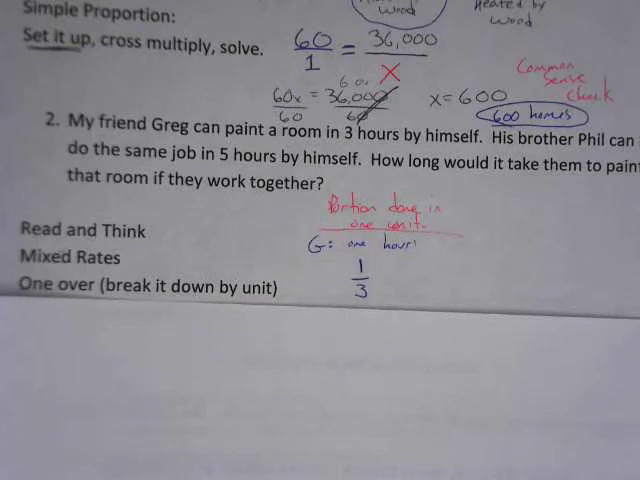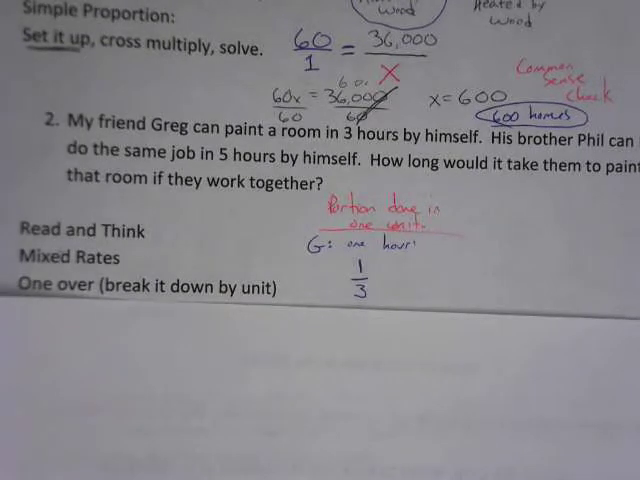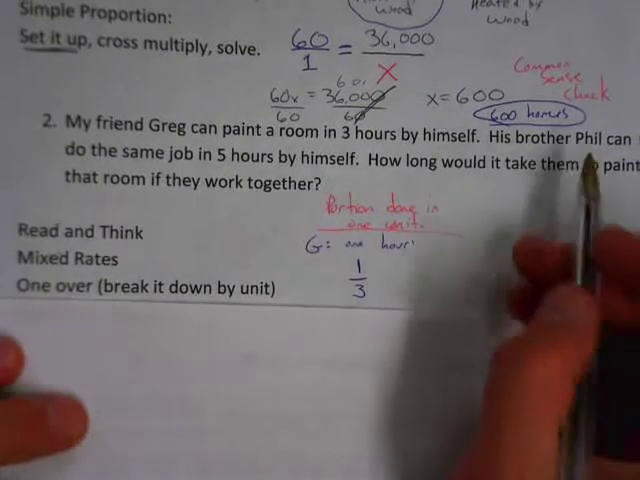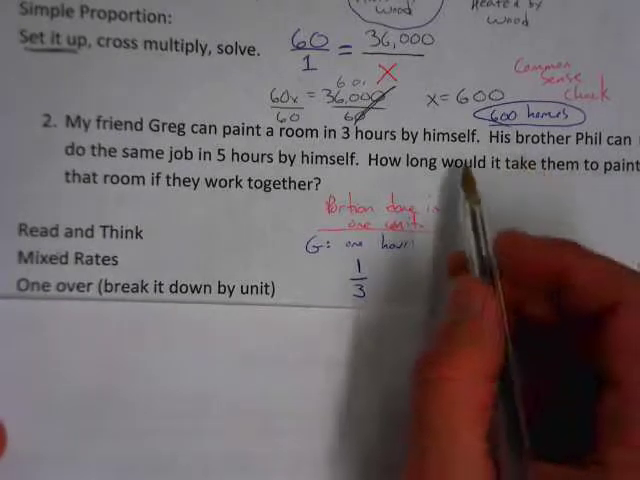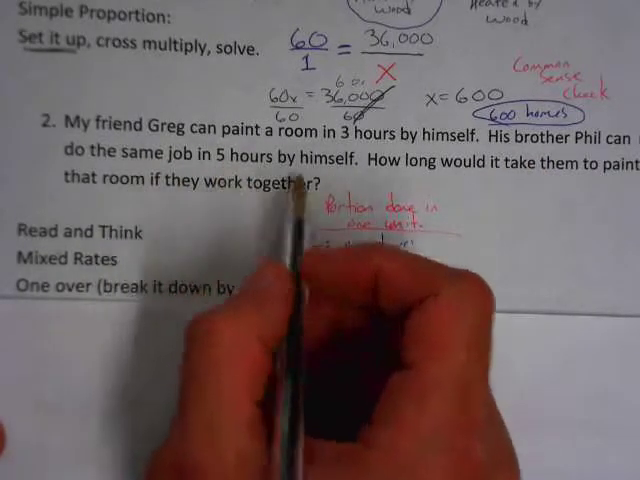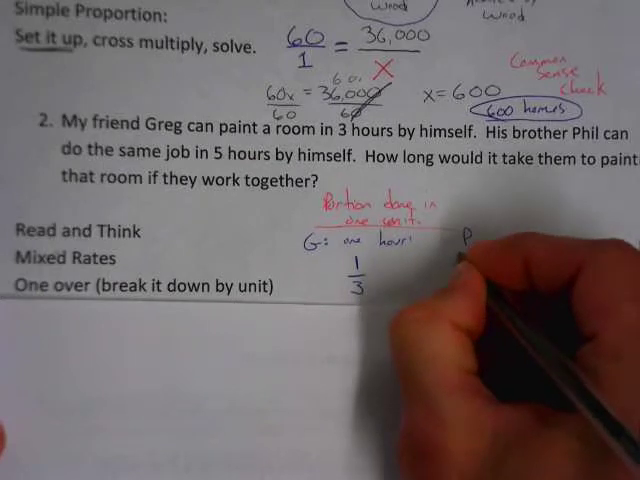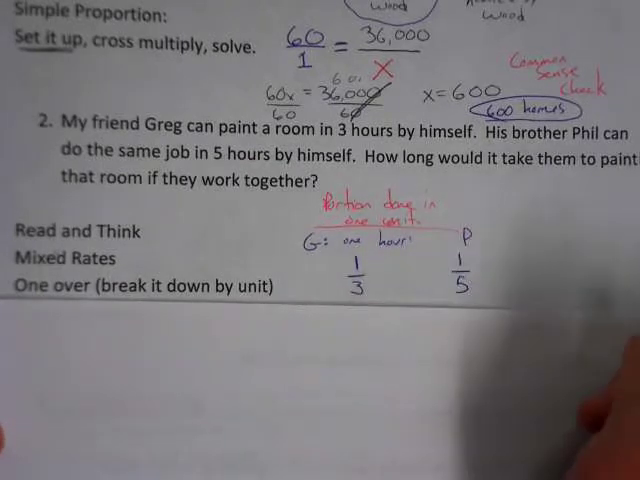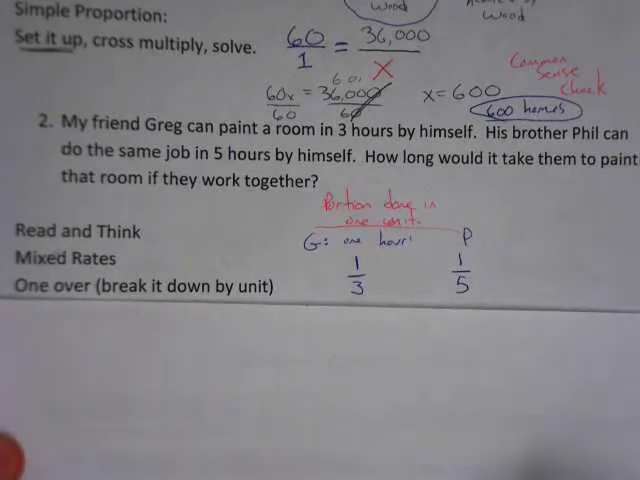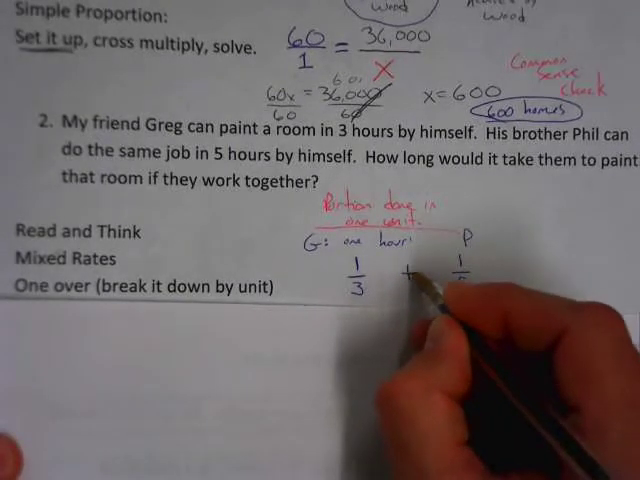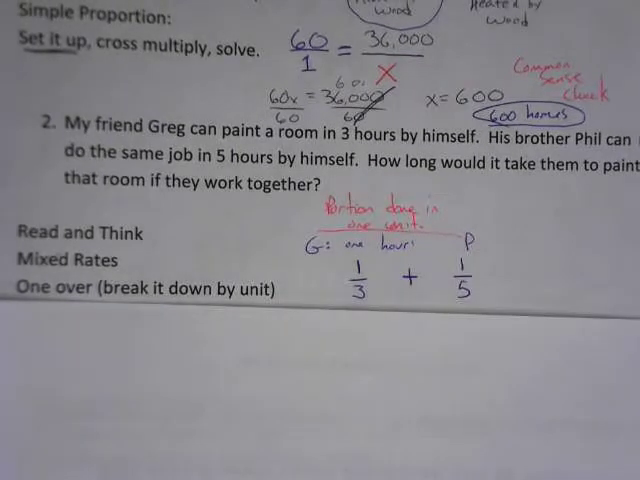We have to think of the unit. Okay, so the units are basically the common thing. So Greg can get 1/3 of his job done in 1 hour. His brother Phil can get 1/5 of his job done in 1 hour. So Phil, 1/5 of his job is done in 1 hour. What happens if they work together? Okay, so what happens if they work together?